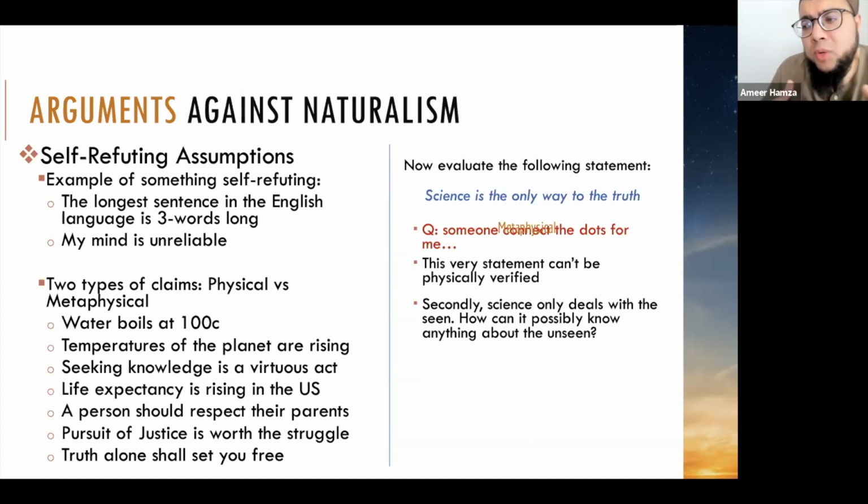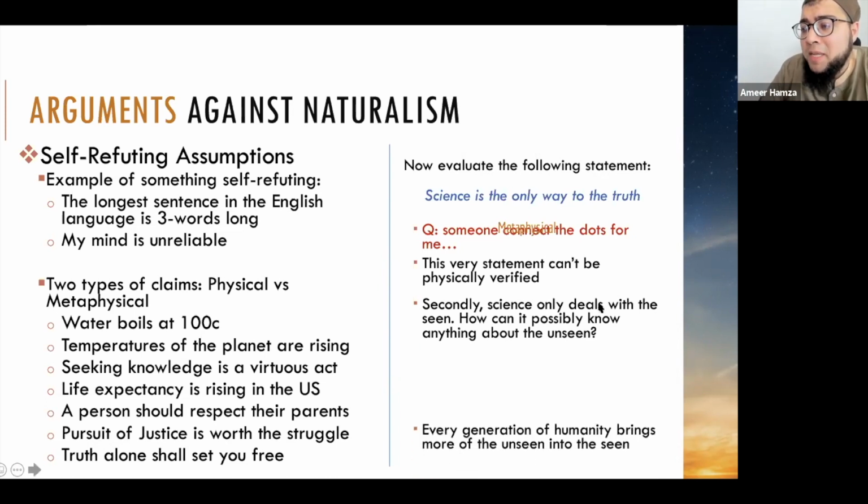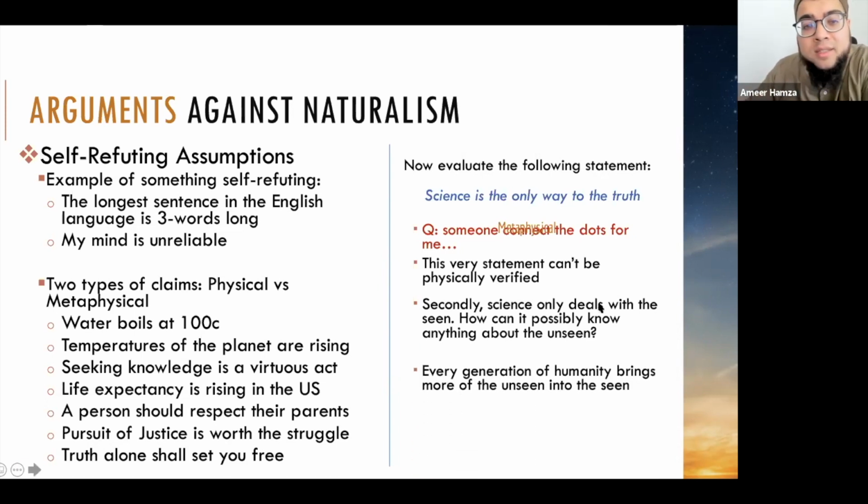But our circle of what is seen is so limited, and it's expanding every day. Every generation of humanity, you guys, brings more of the unseen into the seen, like bacteria and black holes and subatomic particles. Every generation sees more than the previous generation has. So then how could you be so close-minded about the unseen? That's like a child saying, the womb is the only reality. Anything beyond the womb either doesn't exist or doesn't matter.